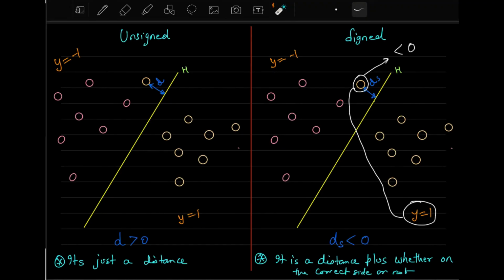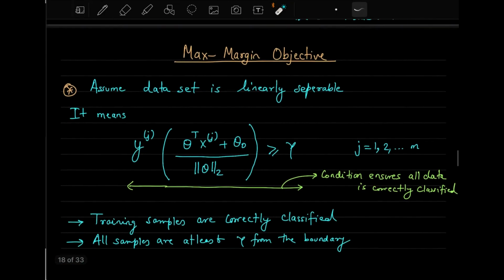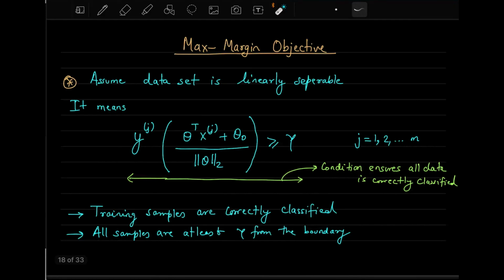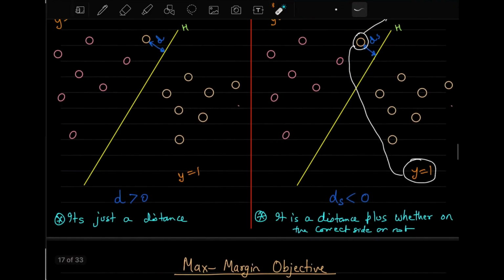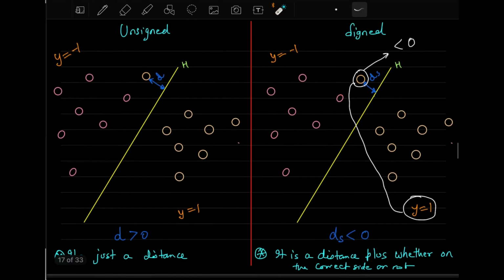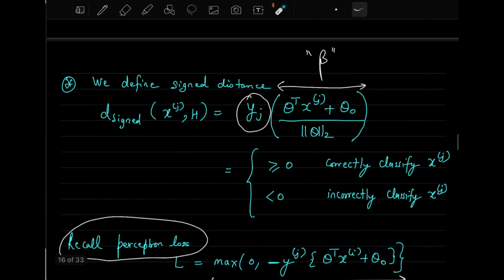Okay, so if these two things are clear, let's move forward and start the support vector machine. So this is the support vector machine. Just one more doubt. If we take the absolute value of the signed distance, will it be the unsigned distance, or will there be some difference in the values? No, that will be different, because the expression that we are defining here is different. It will not be the same. Okay, sir.